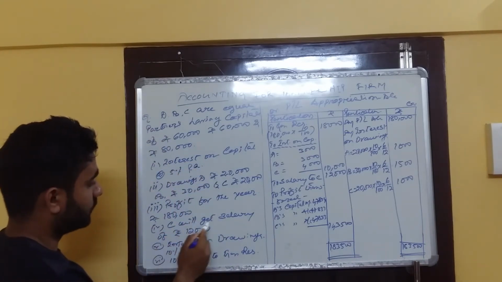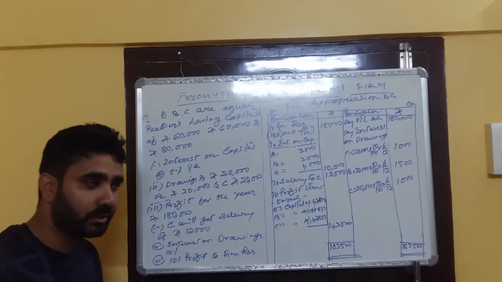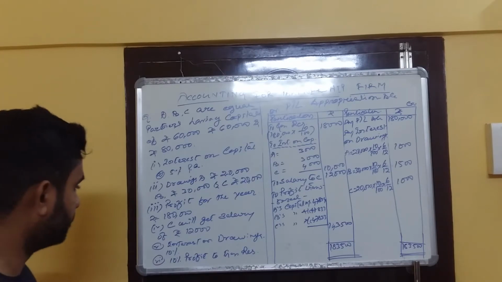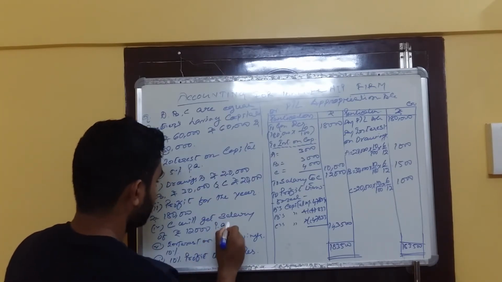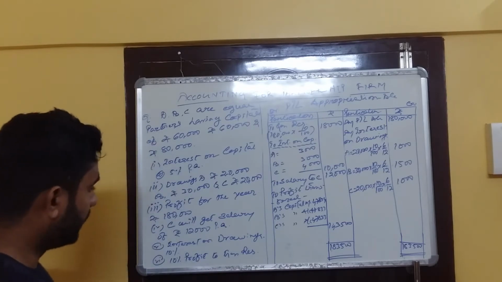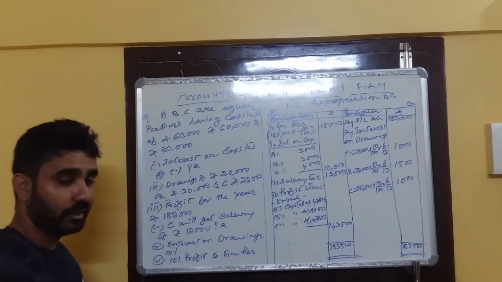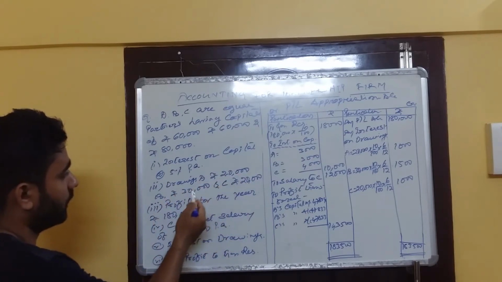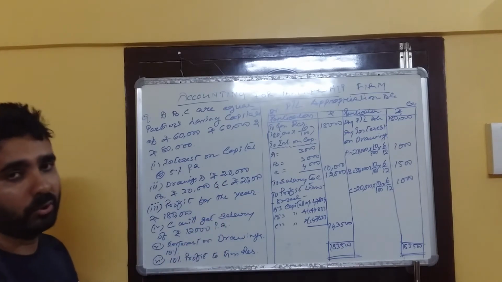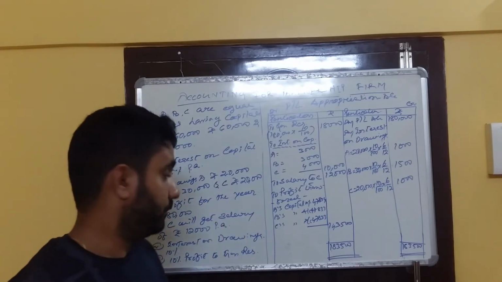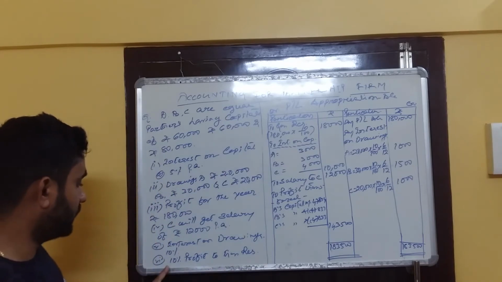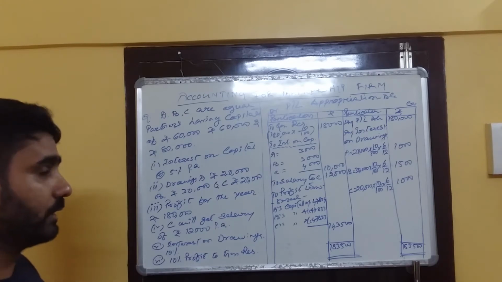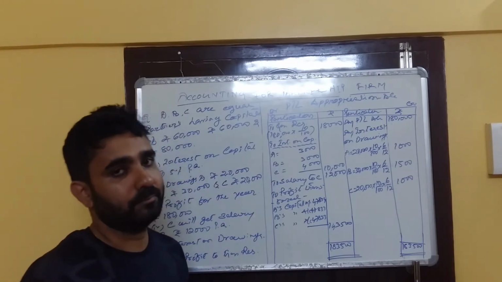Next, she will get a salary of rupees 12,000. It means what? Partner will get a salary of rupees 12,000 per annum. That is also per annum. Number 5, interest on drawings 10%. It means whatever amount they have withdrawn, they have withdrawn 20,000, 30,000 and 20,000. On this withdrawal, they have to give some interest to the firm. And lastly, they have given 10% profit to general reserve. It means 10% of the net profit, we need to transfer that profit to general reserve.